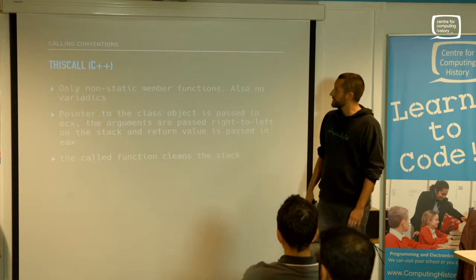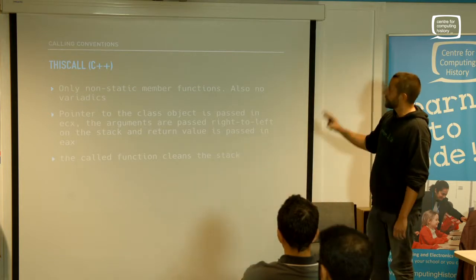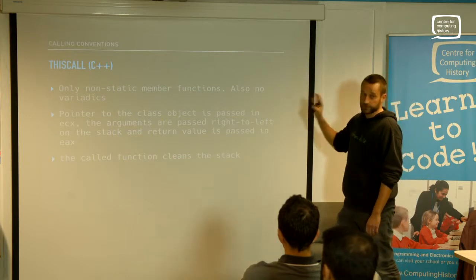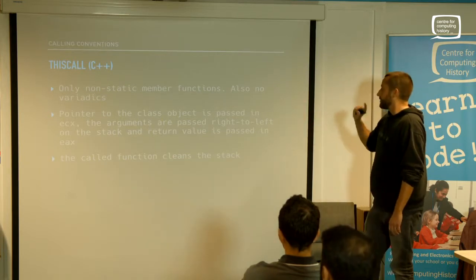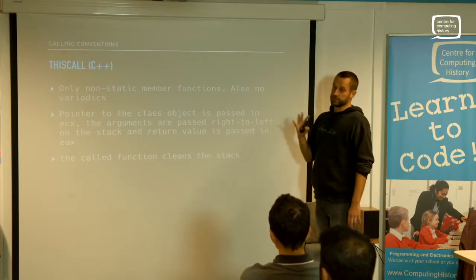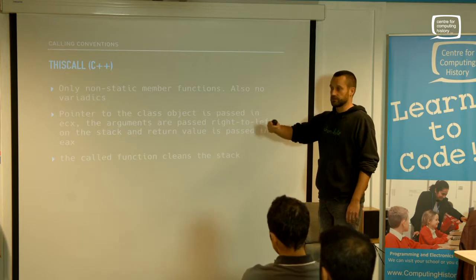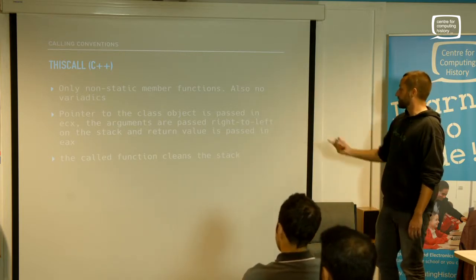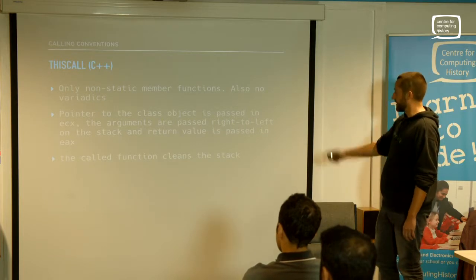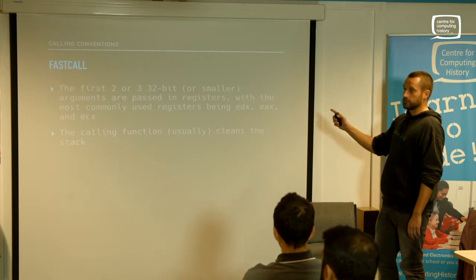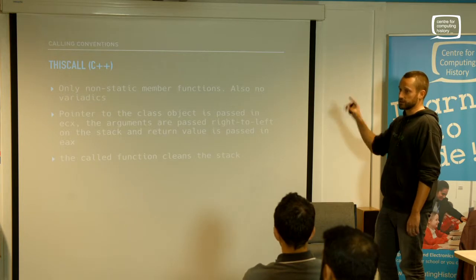And then finally we've got this call, which only really exists on non-static member functions of C++ classes. The first argument, in ECX, is the this pointer. If anyone's ever done any C++ programming, you always get passed a reference to the current object you're operating on. And again, the called function cleans the stack, so no variadics. Is there a fast call variant of this? No, that's the only one. This call is like a C++ flavor.